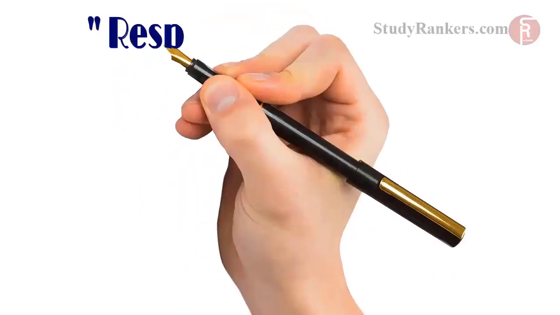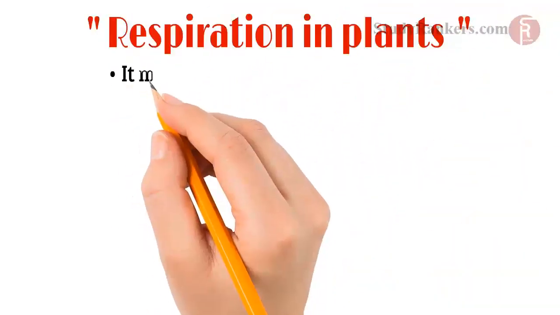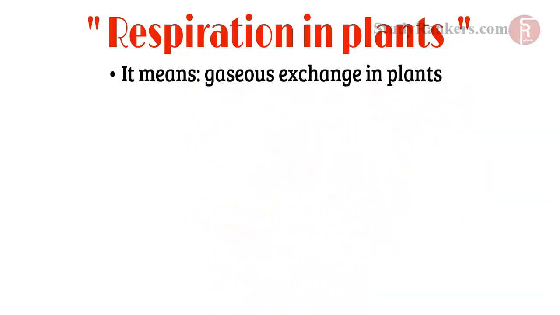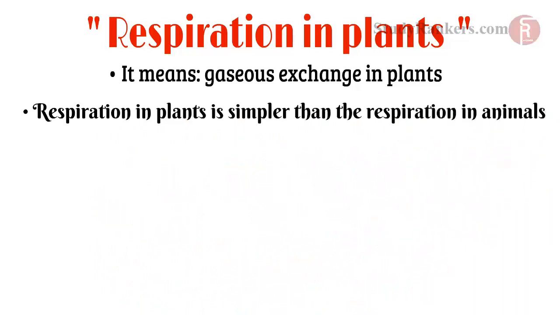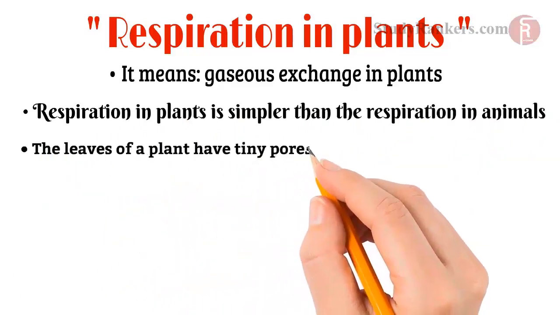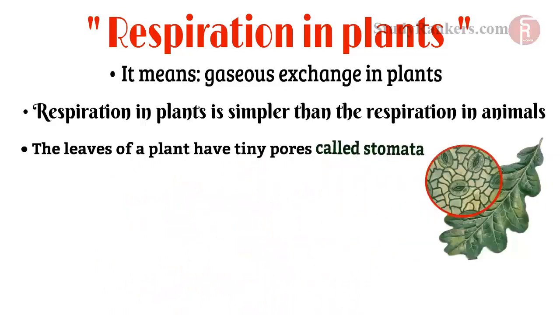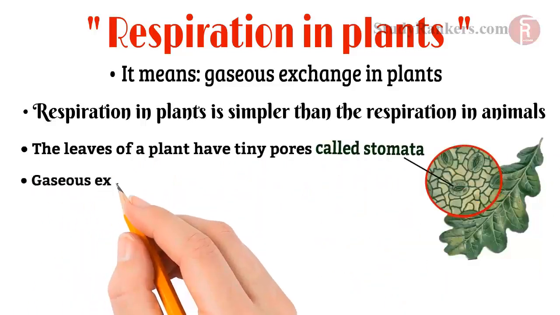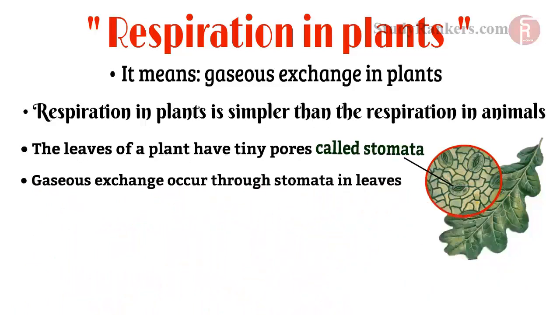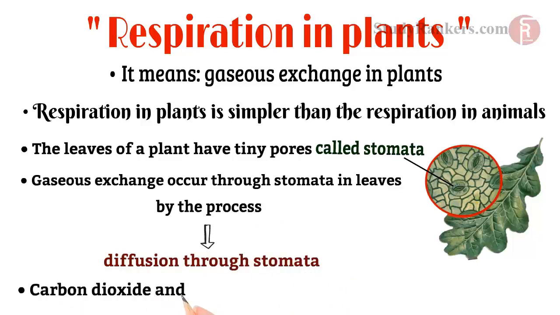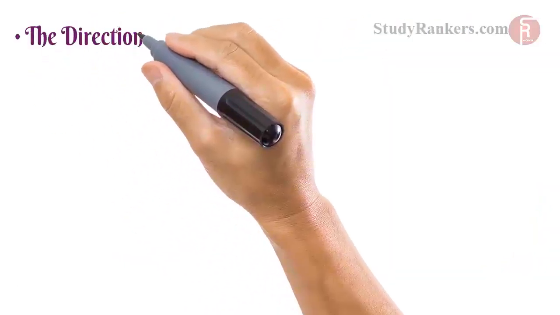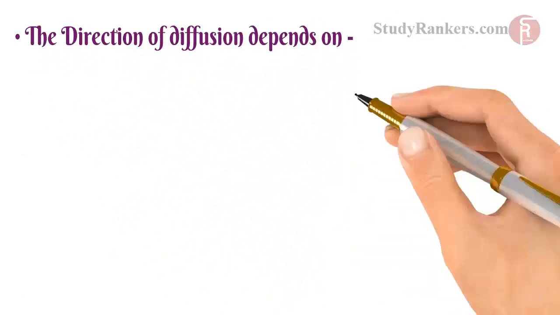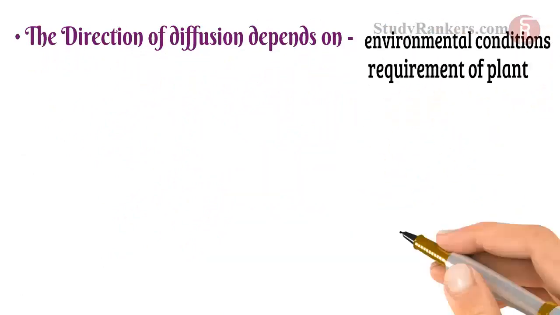Now, let's study about respiration in plants. It means gaseous exchange in plants. Respiration in plants is simpler than the respiration in animals. The leaves of a plant have tiny pores called stomata. Gaseous exchange occurs through stomata in leaves by the process of diffusion. Carbon dioxide and oxygen are exchanged by diffusion here. The direction of diffusion depends upon the environmental conditions and the requirements of the plant.